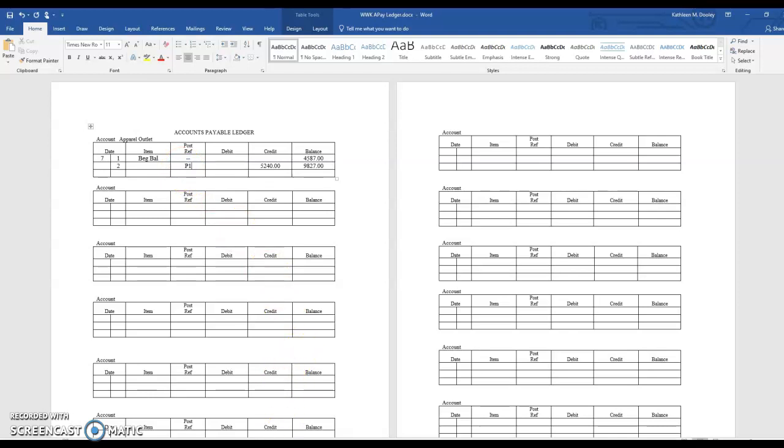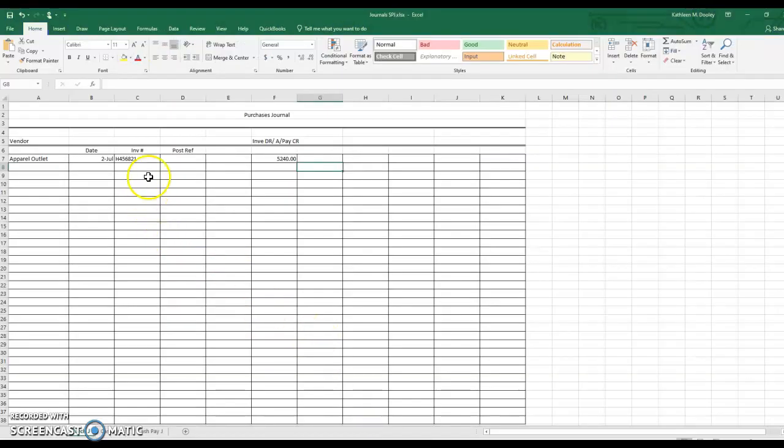And we go back to the purchases journal and put in our post reference. By the way, when you're setting up your special purpose journals, you're going to need to put a page, so we should say page 1 on there, so that all your page numbers are on there, so that as you're putting your post reference into subsidiary ledgers, you know what page of what journal it came from.